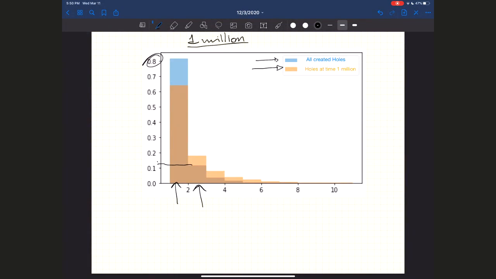Yeah. And so is the dark orange the overlap of the blue and the light orange? Yes, yes, I see. They are overlapped. Okay, yeah, thanks. Yes.